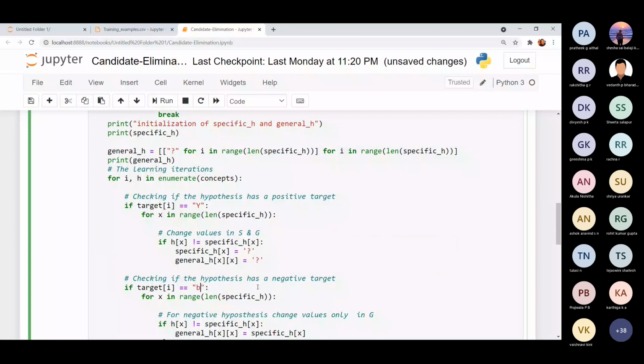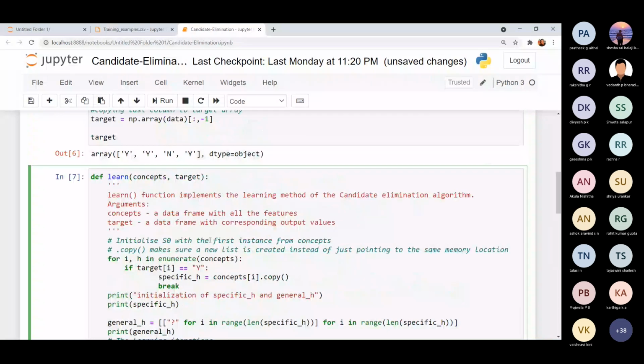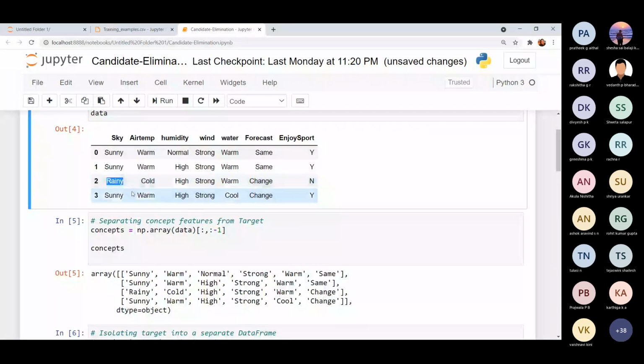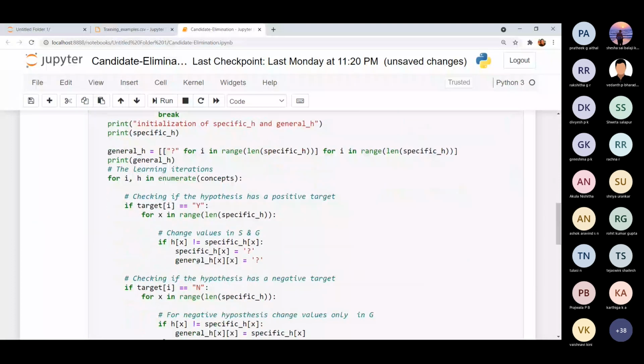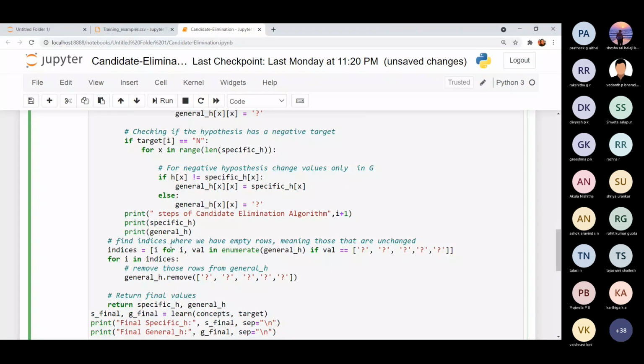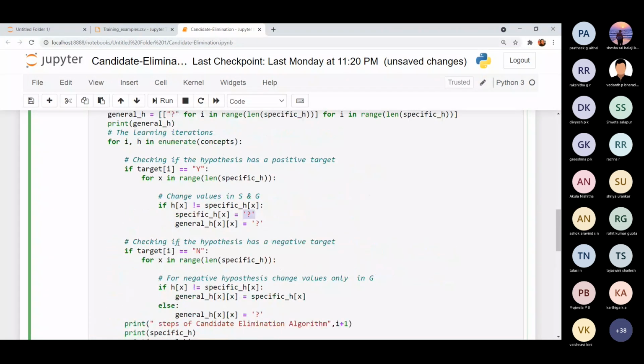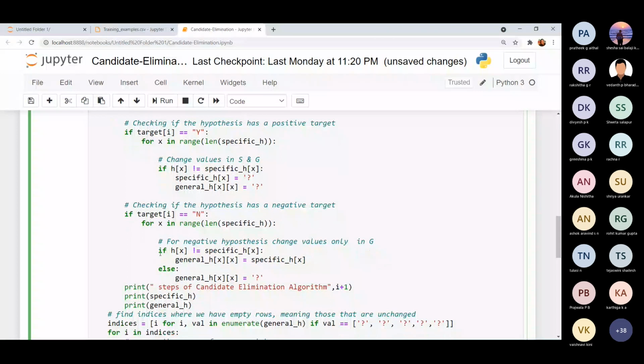In that case, I'm running a for loop, checking whether h of 0 is not equal to specific of 0. So far it is true, because specific of 0 is sunny and it is rainy over here. So if it's not equal, then we're just making sure that we are putting a question mark. Yeah, it's over here, right?